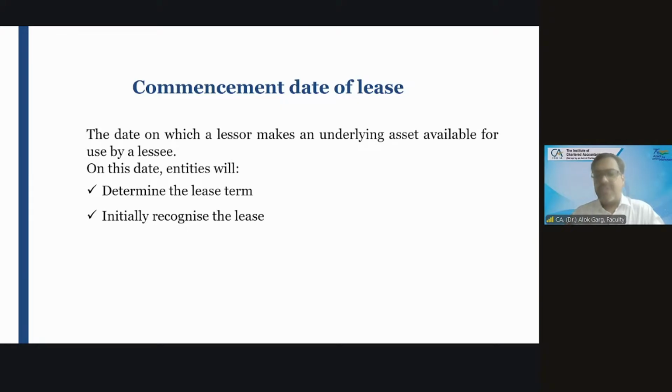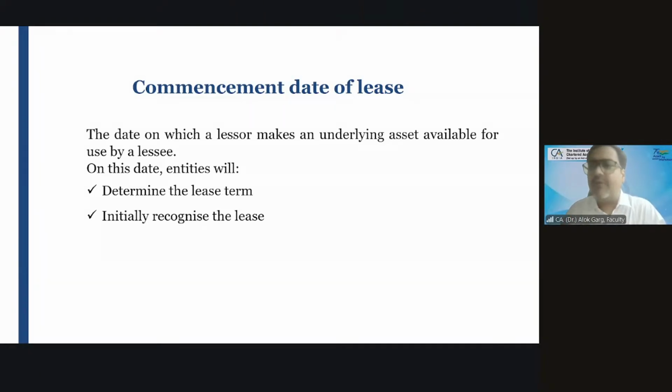16th of March, right? So in this case, what is the revised commencement date? Then it will change to 16th of March. Because the meaning of commencement date is the date on which the lessor makes an identified asset available to the lessee. I have already made it available.